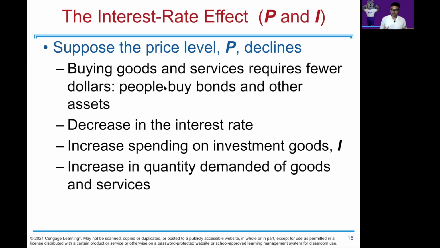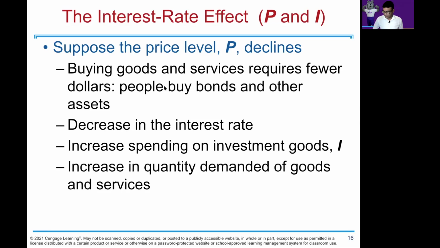Maybe it's very difficult for you to understand these concepts: buying bonds and other assets decreases interest rates. I will explain that in the next chapter. So just think that buying bonds and other assets could decrease your interest rates. If the interest rate decreases, what will happen? If you are a firm owner, maybe you will invest more, or if you are a household that wants to buy a house, maybe you will buy a new house. So spending on investment increases.